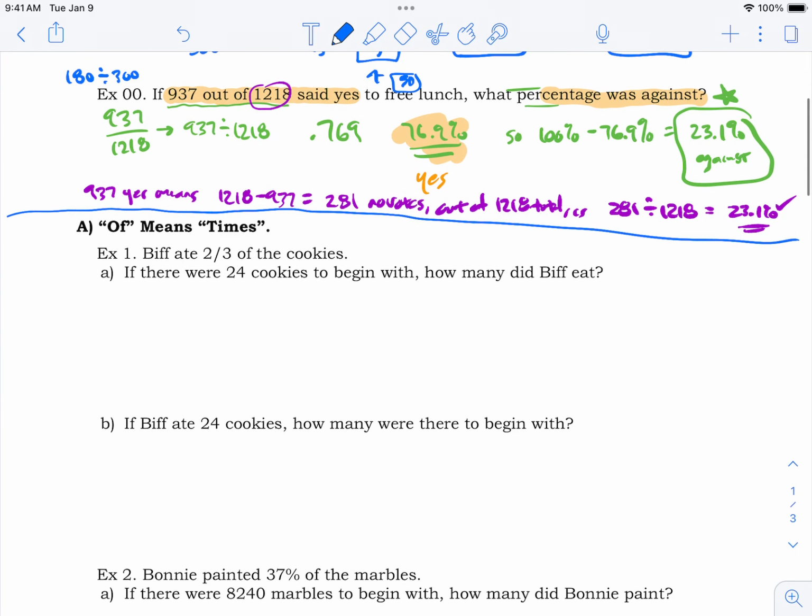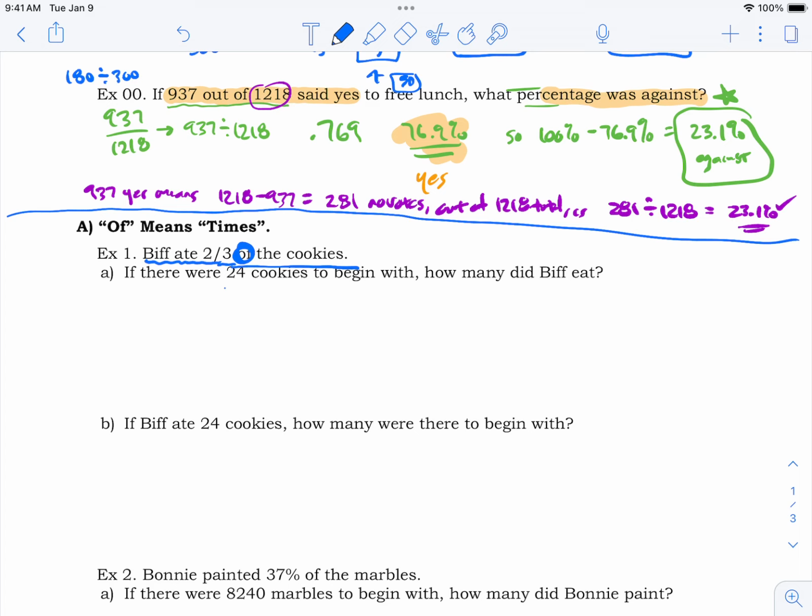Now, here's something a little bit new, and actually this is one of the niftiest things: of means times. Maybe you've heard that before somewhere. It usually comes up in word problem contexts. Of means times. This has never failed me. So what am I talking about? I'm talking about Biff eating cookies. When it says he ate 2/3 of the cookies, it means he ate 2/3 times the cookies. It will tell you how many cookies he ate, 2/3 times the cookies.